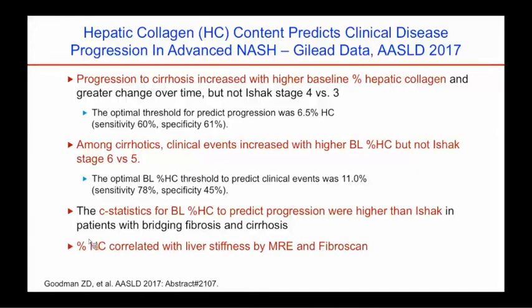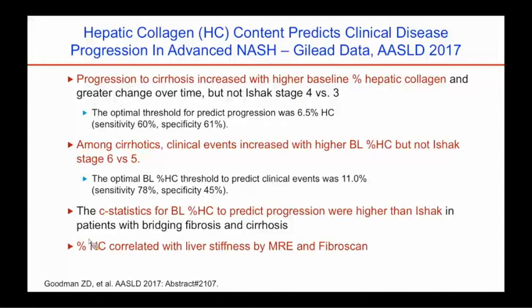So to me, that's the critical issue here, is that predicting events is more accurate when you use this continuous variable of percent collagen rather than the Ishak 5, Ishak 6. So the optimal baseline percent hepatic collagen threshold to predict clinical events was 11. So patients had twice the threshold to predict progression. 11%, that's a lot of collagen, and that's telling you patients are going to be in trouble.